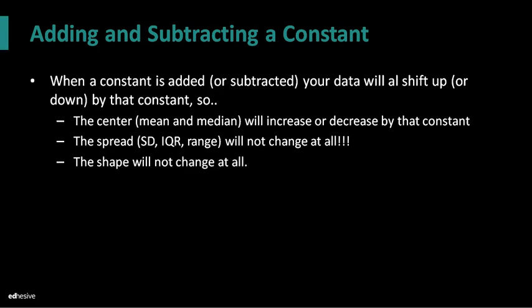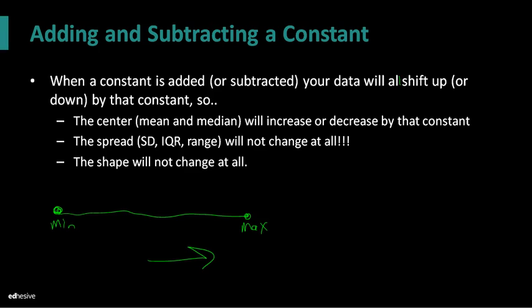All right, let's talk about addition and subtraction of a constant first. When a constant is added or subtracted, your data will all shift up or down by that constant. So again, if you add the same value to all of your data, imagine my data: here's my lowest point, the min, and the data goes all the way up to my max. If I'm just going to add 5 to everybody, the entire set of data is going to shift up 5, right?